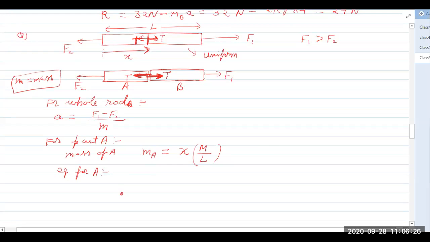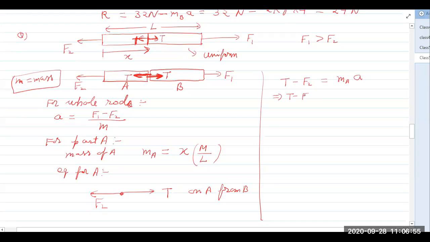So we can write T, this is on A from B. Okay, and then we write F2 here. These are the two forces, and as a result of these two forces, the whole system, the A, is moving. The A is moving like what? T minus F2, that is the net force, that will be equal to mass of A into acceleration.